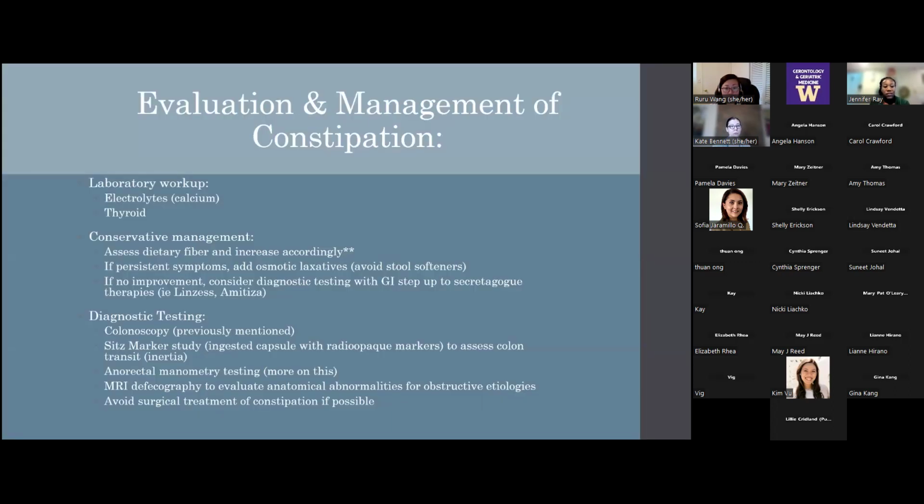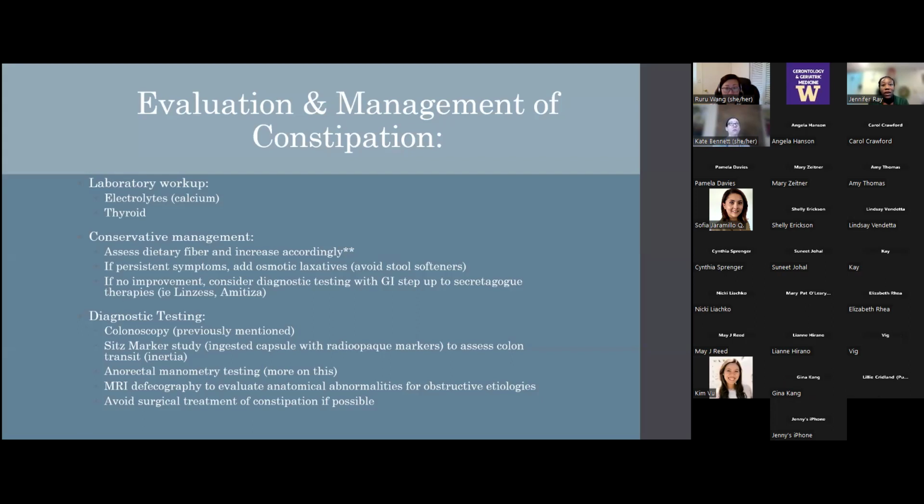So how do we work this up? Looking at basic electrolytes, calcium, as hypercalcemia can contribute, looking at thyroid disease, and assessing dietary fiber. The caveat with this is, in someone who's having very mild constipation, we typically recommend a very high fiber diet, 25 to 30 grams of fiber a day, which is granted a lot of fiber, but that's what we recommend.